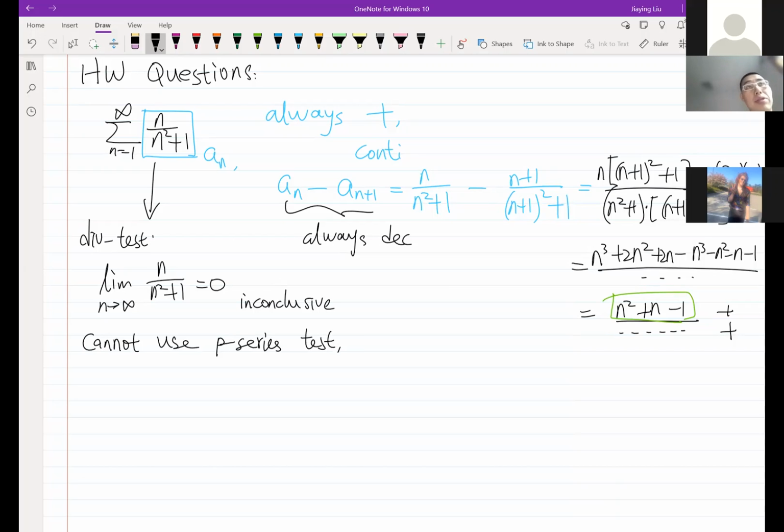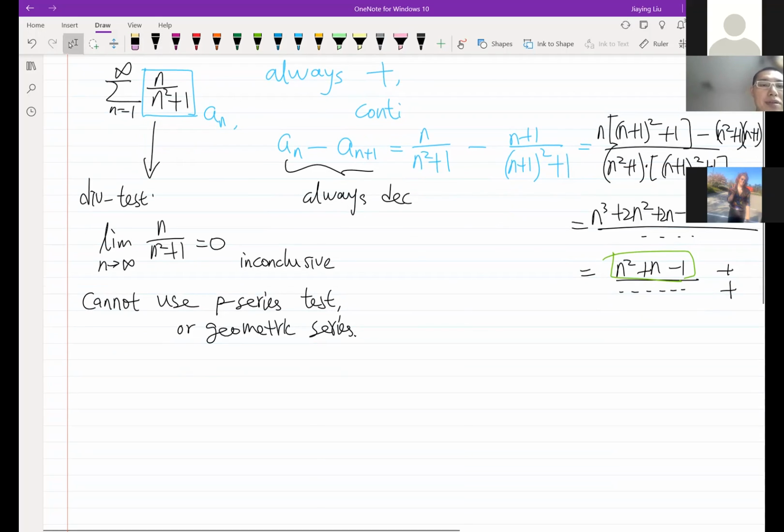And it's not a geometric series, so we cannot use the geometric series test for that case. So what we end up with will be the integral test or the comparison test, right? So you probably think, how about the comparison test?